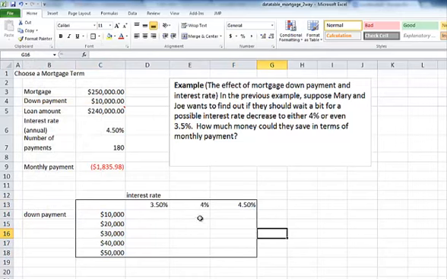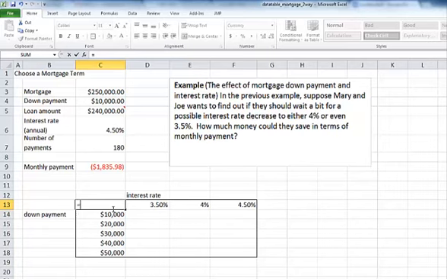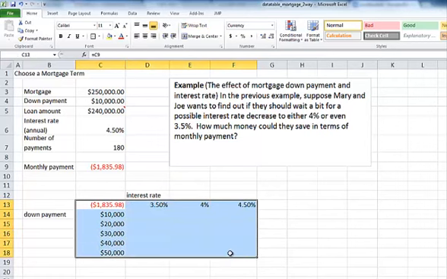Now, how do we study this data table, two-way data table? First of all, we need to link our objective function in this data table back to our original model. So we want to study the monthly payment. So in the top left corner, we enter our linkage. So we link back to a monthly payment, which is C9. So with that filled, we select the whole table.